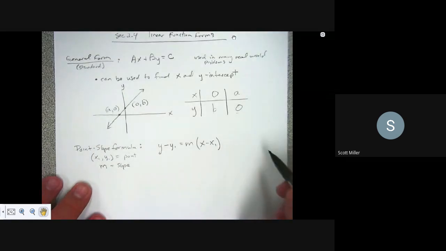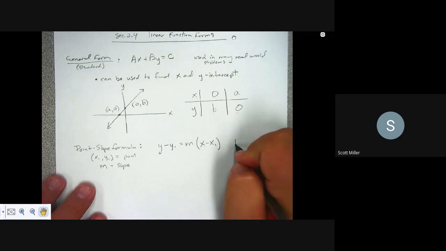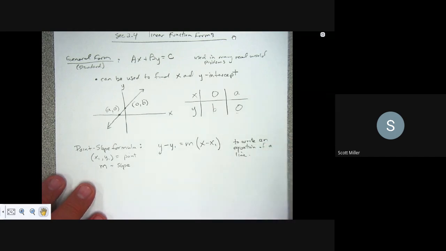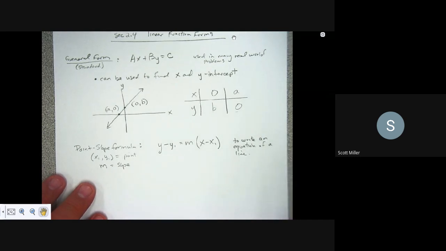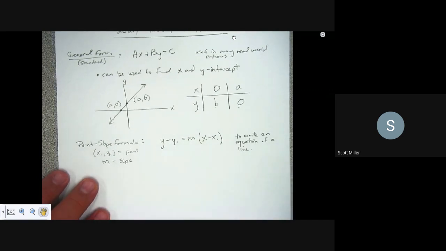The purpose of this formula, and you're going to use this quite a lot, is to write an equation of a line. Anytime you are asked to write an equation of a line, this is the formula you're going to use. You can do it other ways too, and I wouldn't mark you wrong if you use the other ways properly, but this is the one that you want to use from this point forward.